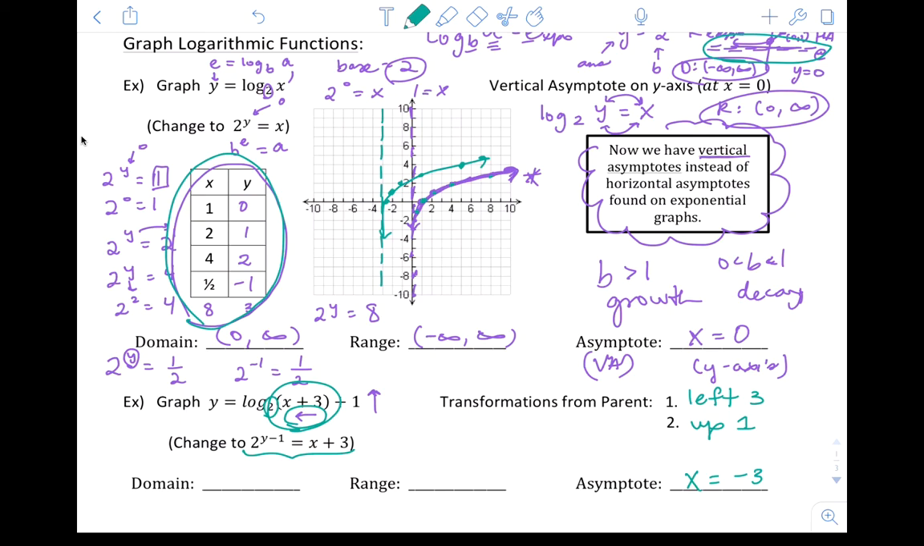Our domain is now dependent on the vertical asymptote's placement. So that would be -3 to infinity. I want you to understand that that has a parenthesis because, of course, a vertical asymptote can't be touched, so it wouldn't get bracketed. And our range, low to high on the y, is all real numbers. It goes down forever and up forever.